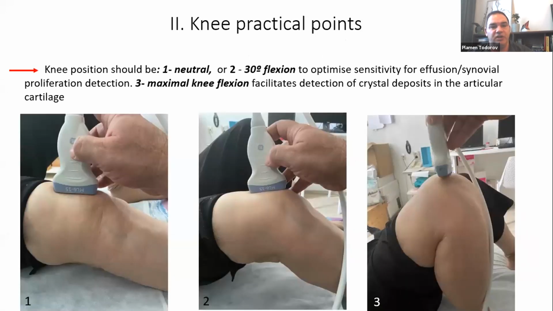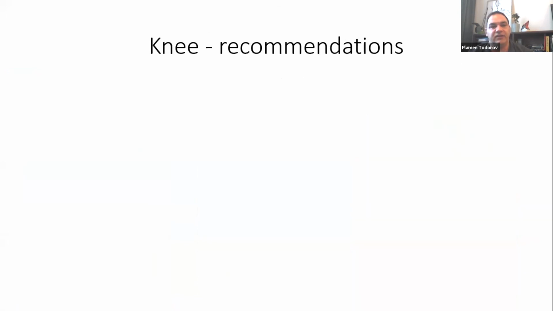Knee position should be neutral, like in picture 1, or in 30-degree flexion to optimize sensitivity for effusion detection and for synovial proliferation detection, and maximal knee flexion, which facilitates detection of crystal deposits in the cartilage and also morphological feature assessment of the hyaline cartilage.